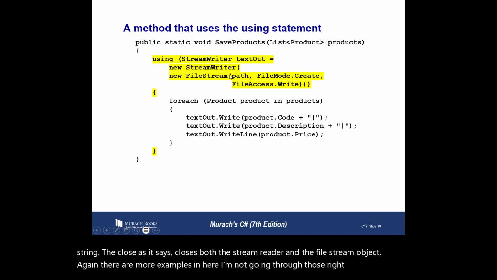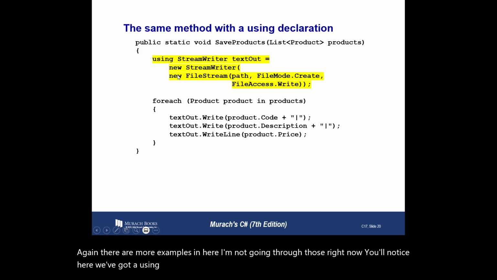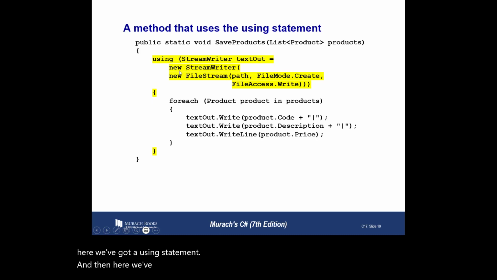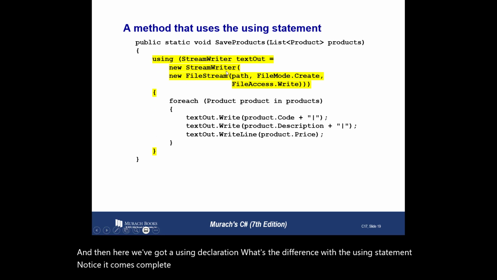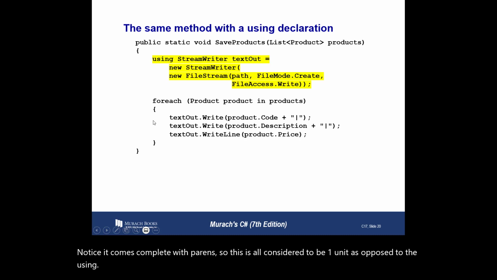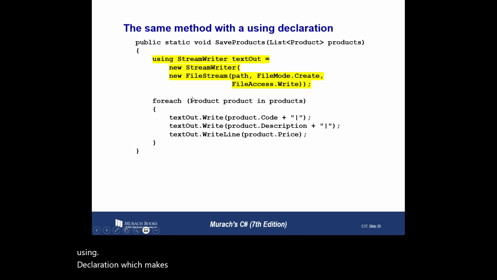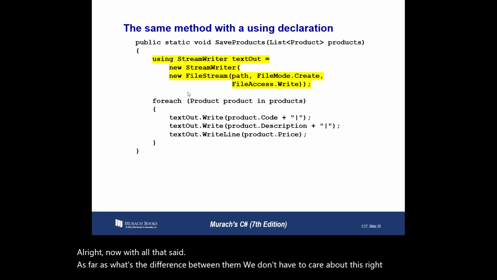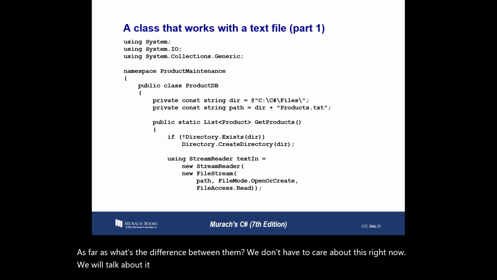Now you'll notice here we've got a using statement, and in here we've got a using declaration. What's the difference? With the using statement, notice it comes complete with parens. So this is all considered to be one unit, as opposed to the using declaration, which makes it two different ones. Now, as far as what's the difference between them, we don't have to care about this right now. We will talk about it more in class.